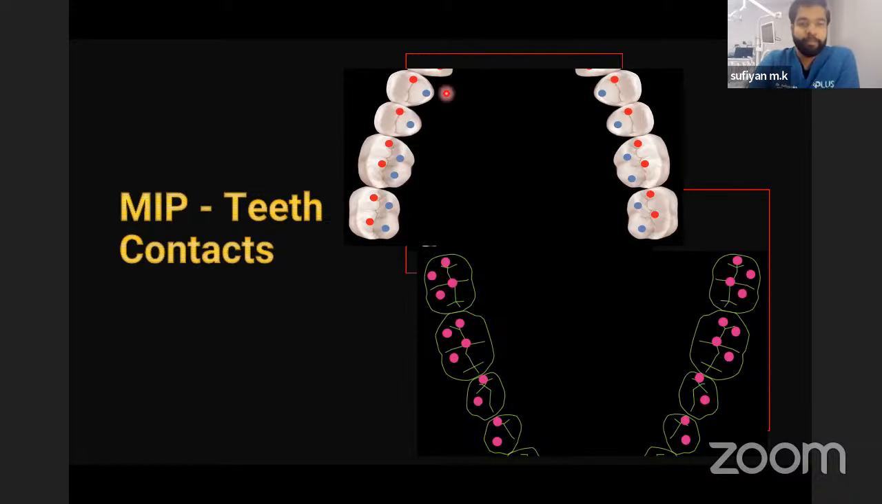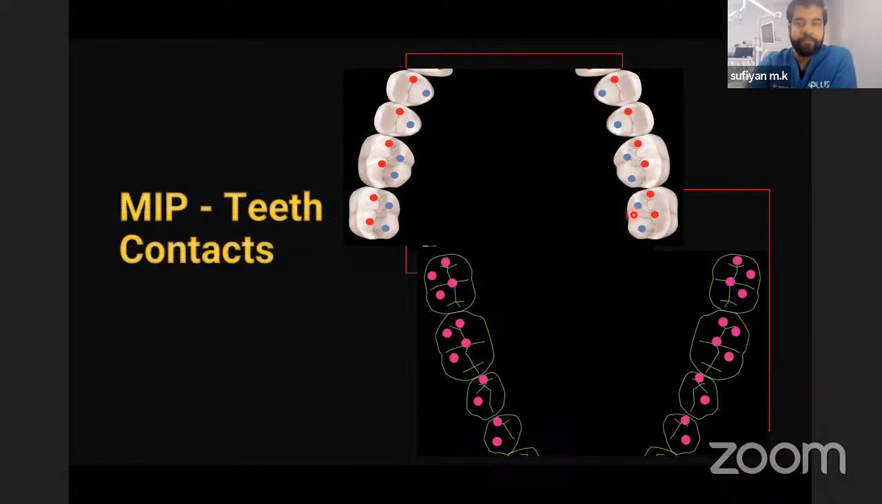Which is the functional cusp in the maxillary? That is the palatal cusp, right? So one occlusal point in the premolars on the palatal cusp, and two occlusal points on the two cusps in the molar region. These are the ideal occlusal points, and one on the mesial marginal ridge of the premolar and the molars, and the other one in the central fossa. So these are the ideal occlusal points in the maxillary.